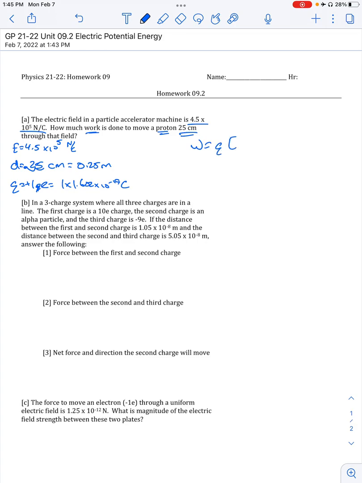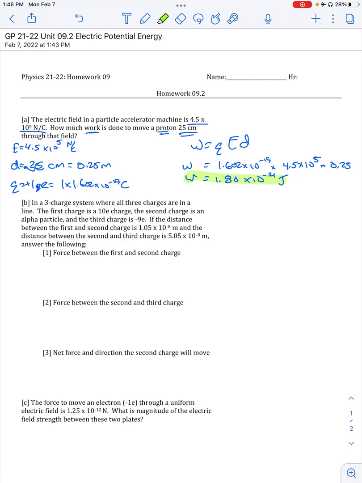So work equals QEd, that equals 1.602 times 10 to the negative 19th, times 4.5 times 10 to the 5th, times 0.25. So our work here equals 1.602 times 10 to the negative 19th times 4.5 times 10 to the 5th times 0.25, which is 1.80 times 10 to the negative 14th joules. What we end up seeing there.